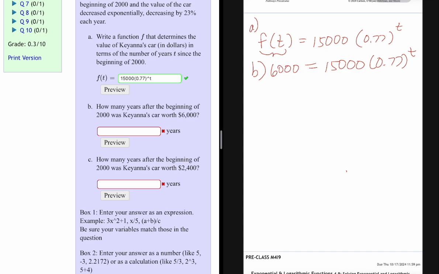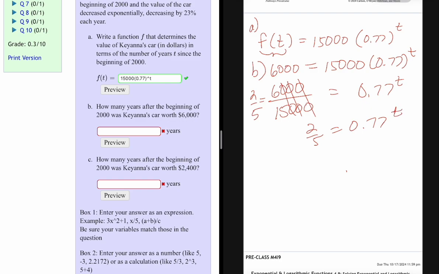We're going to divide both sides by 15,000. So 6,000 divided by 15,000 will be our base. Now, cross out the zeros. I think if we do that, 6 divided by 15, they're both divisible by 3, is the same as 2/5. So I know that 2/5 is 0.77 to the t. So remember how we solve that. The log base 0.77 of 2/5 will equal the power.